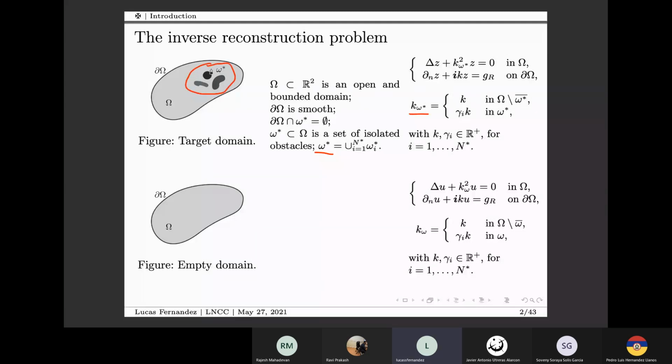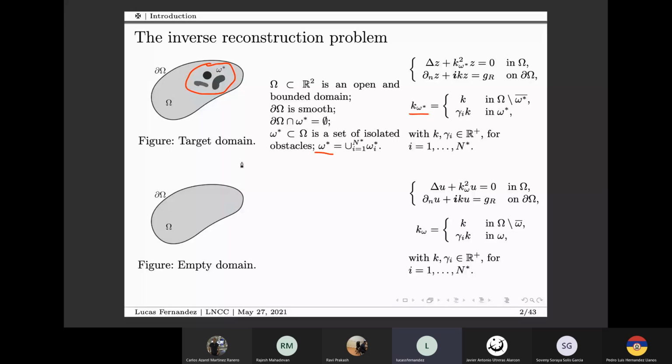We want to reconstruct the set. So to deal with this problem, we assume that we know the nature of the obstacles, which means we know the values of gamma and K, but we don't know the shape and the location of the obstacles within the domain omega, okay? And we desire to reconstruct the topology of the obstacles with the help of measurements of this scalar field Z taken on the boundary of the domain. Okay, so physically, the scalar field Z is an incident acoustic wave field.